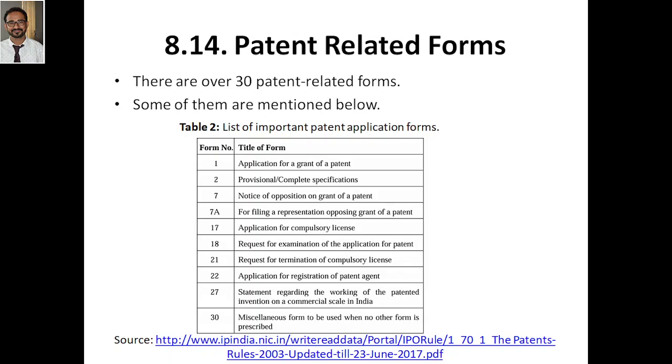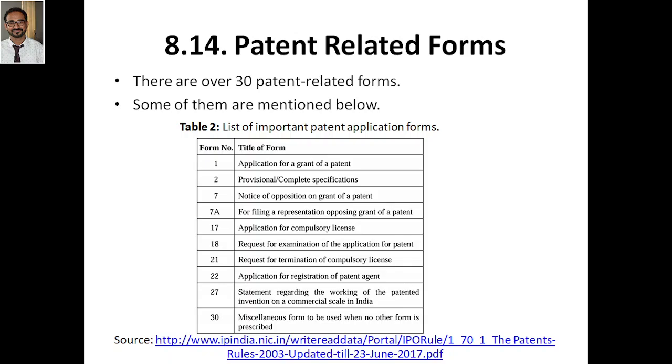It depends, so it will reduce. It doesn't mean that all the 30 forms you have to file. For example, if you are going for the normal publication, you will file the patent. Form 1, Form 2, you will write the claims, everything, and you will file it.